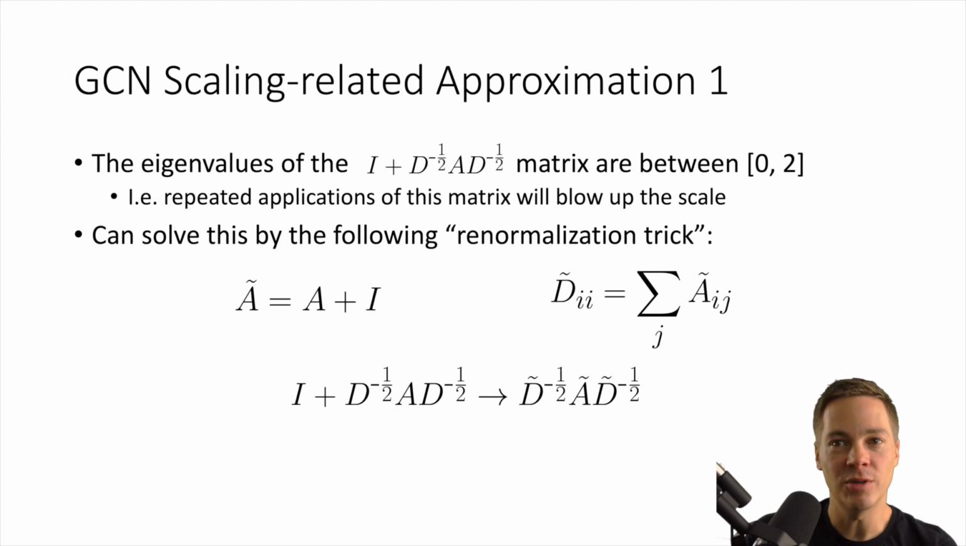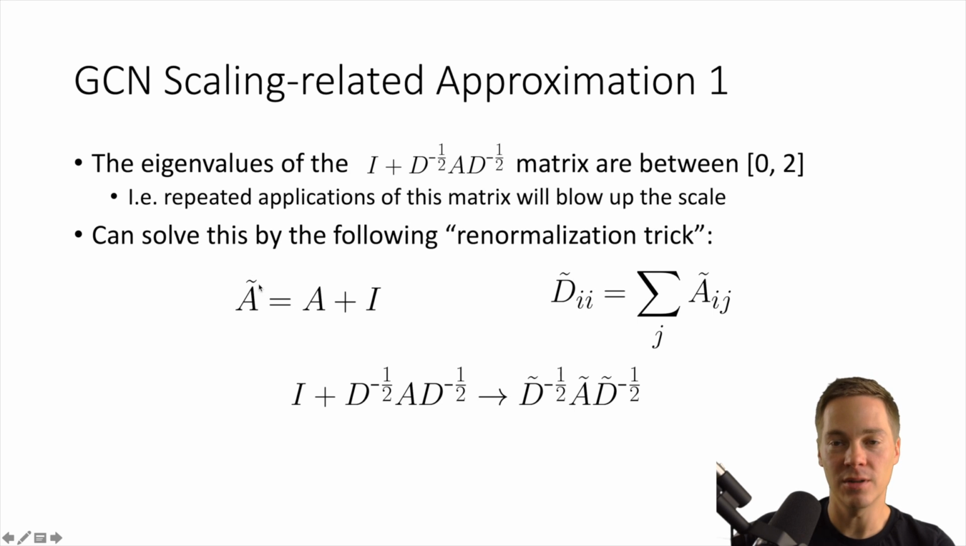They then introduce a renormalization trick because they note that this new operator that we just created, this I plus the scaled adjacency matrix, has eigenvalues between 0 and 2, and therefore repeated applications of this matrix will tend to blow up the scale of the problem. They renormalize this by essentially absorbing the identity matrix into the adjacency matrix. And what this does is it adds a new edge to every node from itself to itself, so a self loop or a self connection. And they call this A tilde.